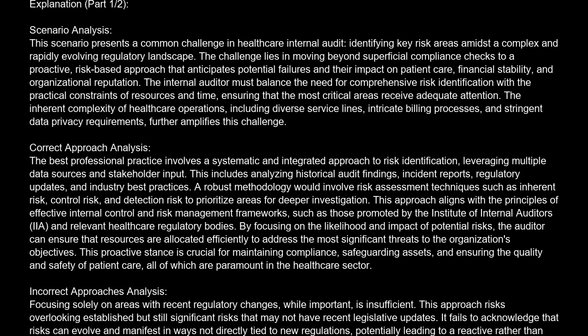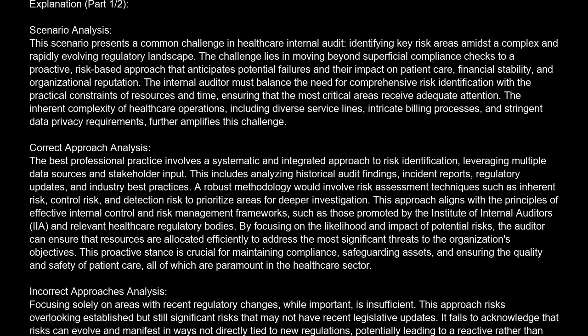The inherent complexity of healthcare operations, including diverse service lines, intricate billing processes, and stringent data privacy requirements, further amplifies this challenge. Correct approach analysis. The best professional practice involves a systematic and integrated approach to risk identification, leveraging multiple data sources and stakeholder input. This includes analyzing historical audit findings, incident reports, regulatory updates, and industry best practices.